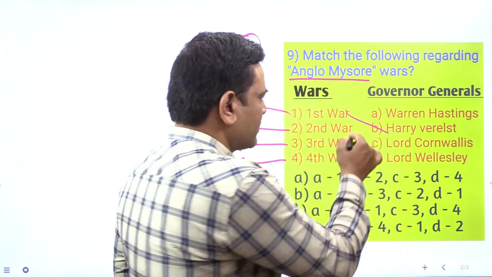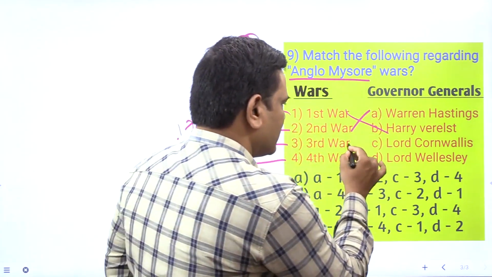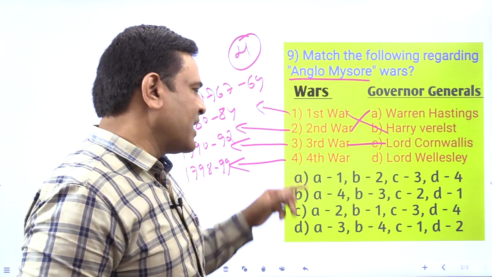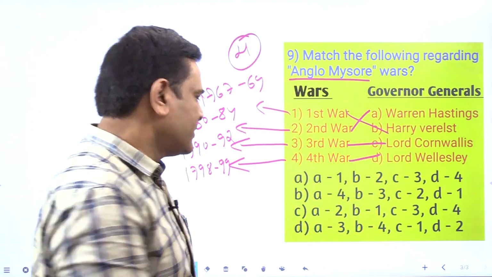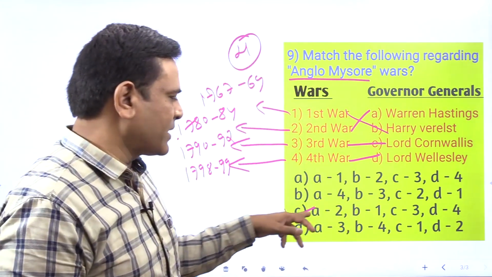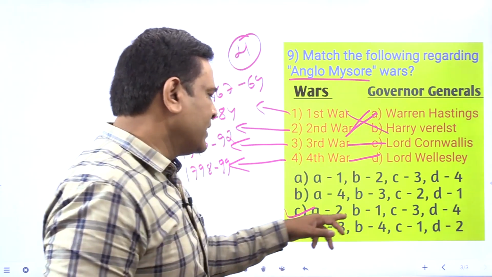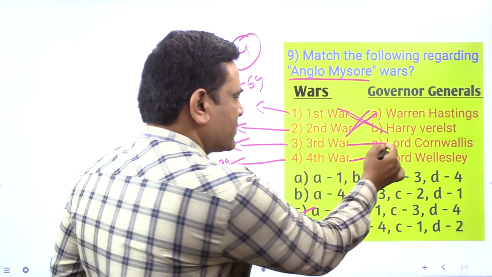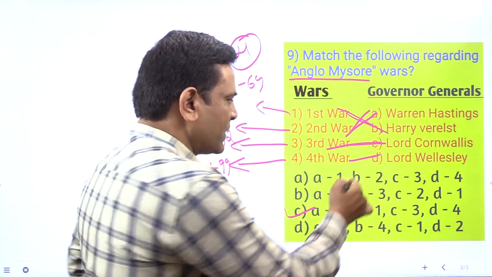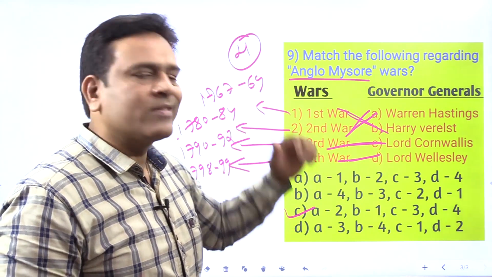So for the second war, Warren Hastings. Third, Lord Cornwallis, and fourth, Lord Wellesley. Then what is the answer? C was the answer. A2, so A2 and B1, and C3, and D4. Understand? So this is the answer.